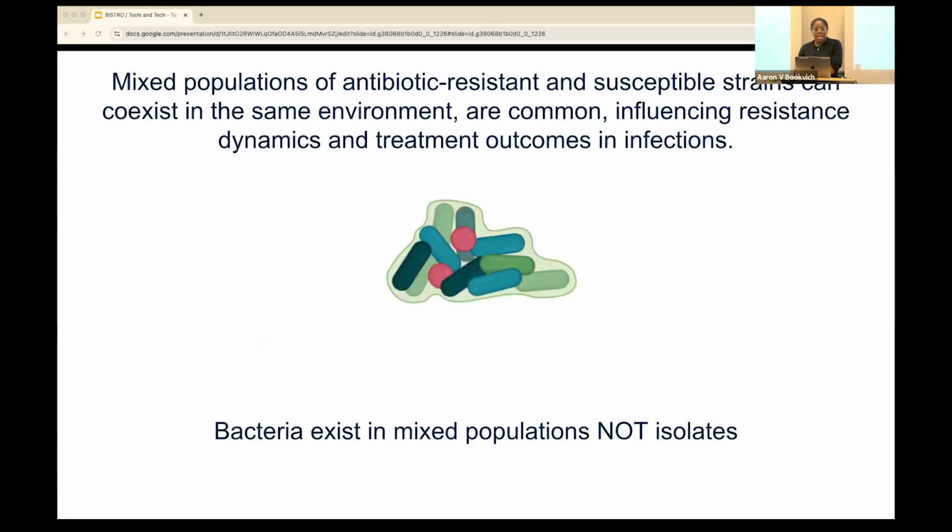The thing about this is that it doesn't take into account that bacteria exist in mixed populations, right? Bacteria are not isolates. A bacterial strain, for all of our purposes, is a genetic variant of a bacterial species. And so these strains are groups of bacteria within the same species that have distinct genetic and phenotypic characteristics. They may differ in resistance profiles or metabolic capabilities.